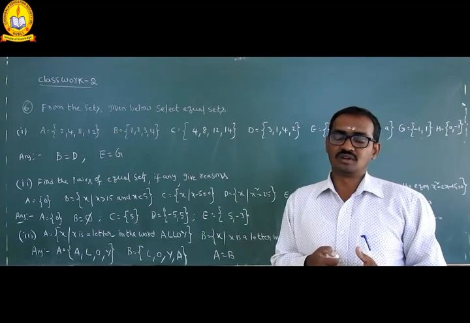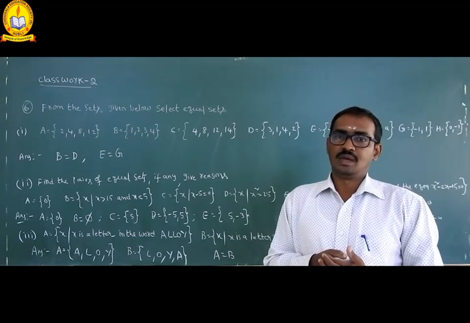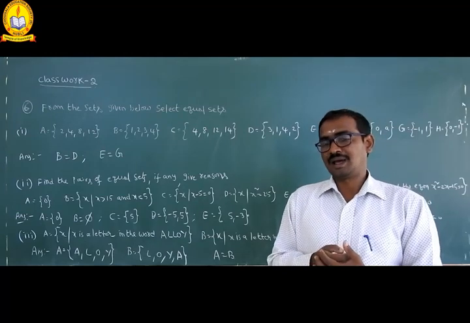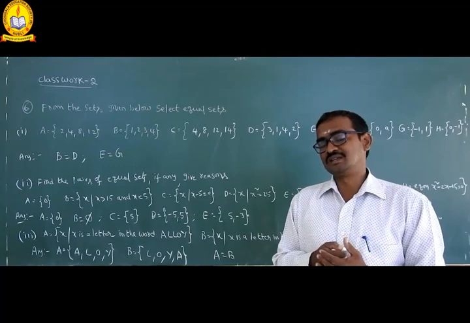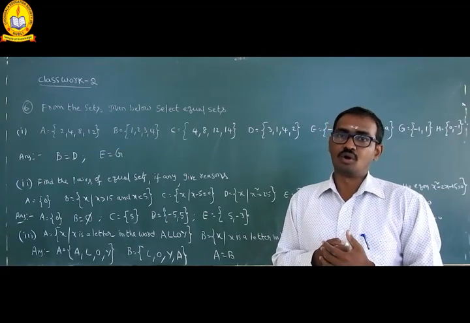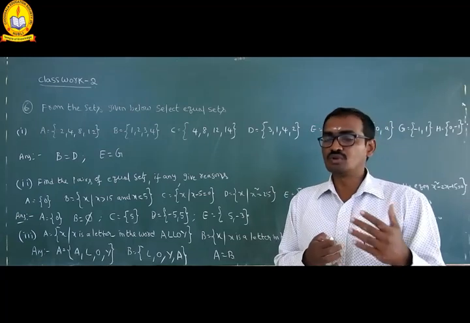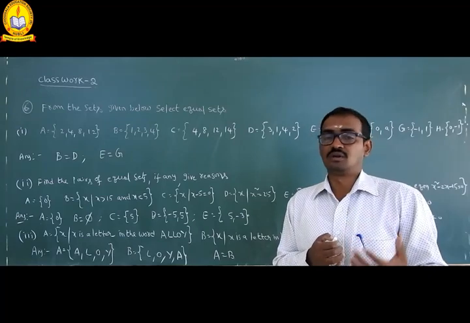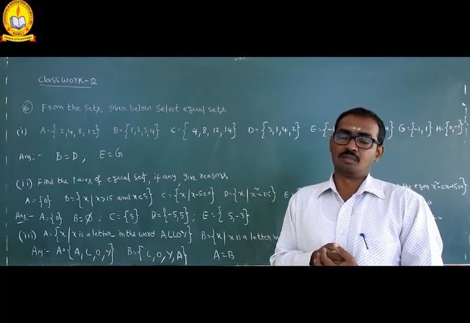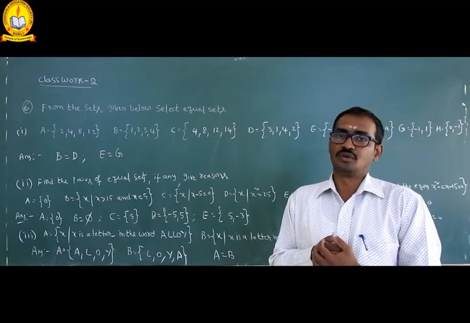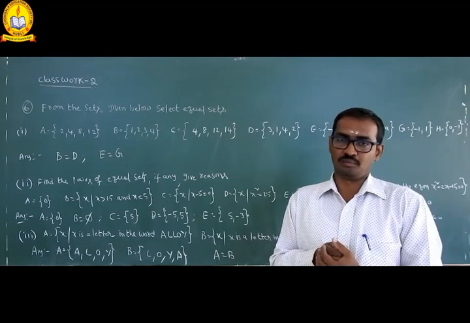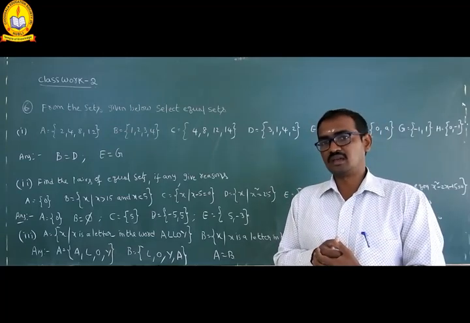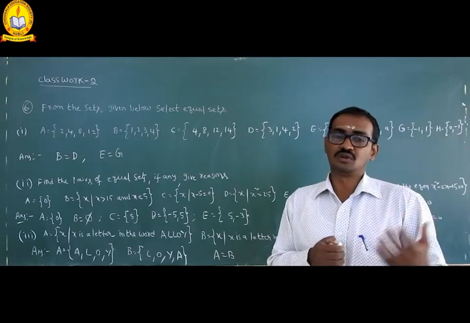And I gave examples for what is not a set also. Collection of 10 most talented writers in India is not a set, because 10 most talented writers is a vague word. It is not well defined, so it is not a set. Second example, the collection of brilliant students in your classroom. Brilliant students is a vague word. It is not well defined, so it is not a set.